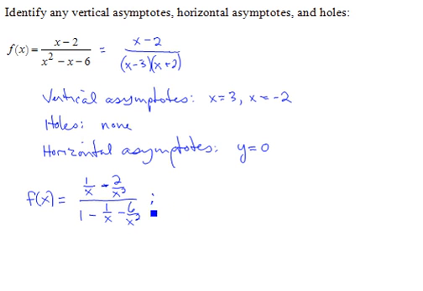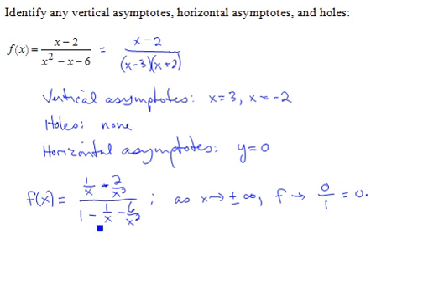And as x goes to plus or minus infinity, the terms 1 over x and 2 over x squared each become vanishingly small. Likewise, for 1 over x and 6 over x squared, those become vanishingly small and approach 0. And f approaches 0 over 1, which is 0. And that is the reason that our horizontal asymptote will be 0.